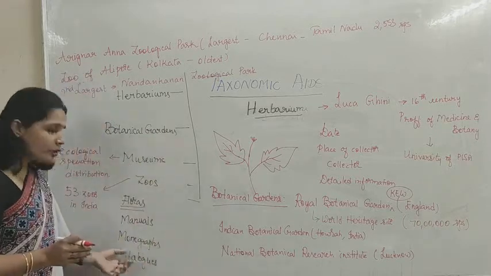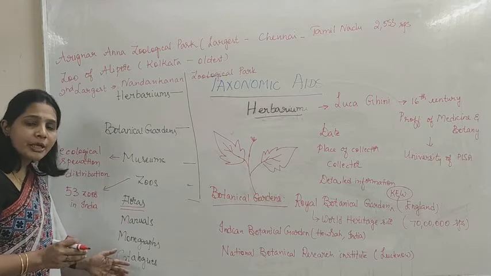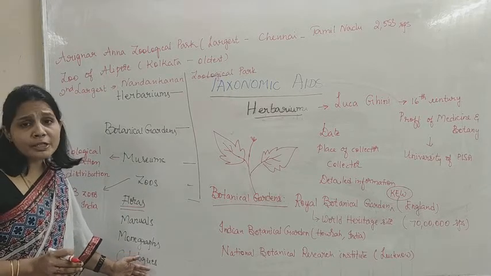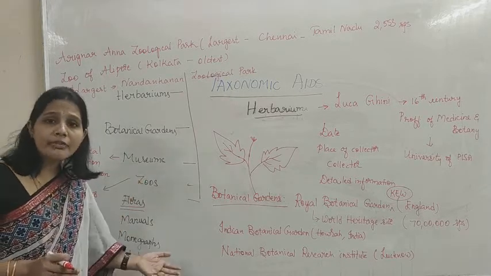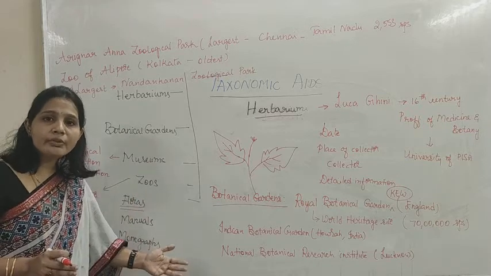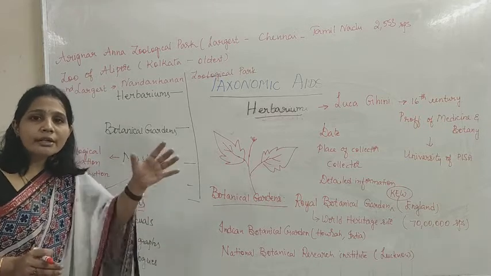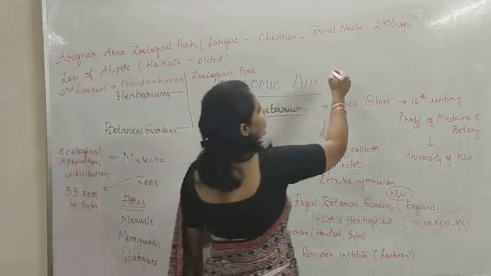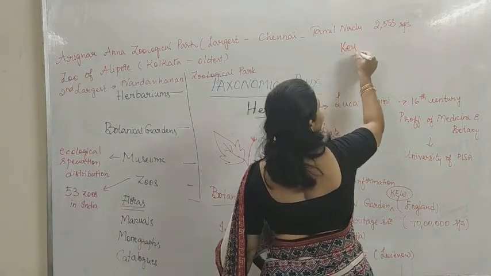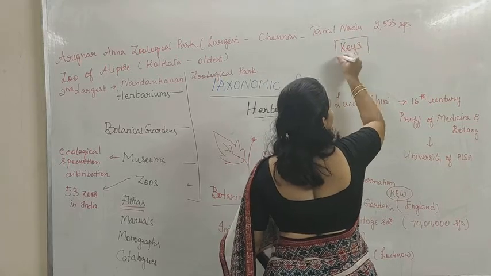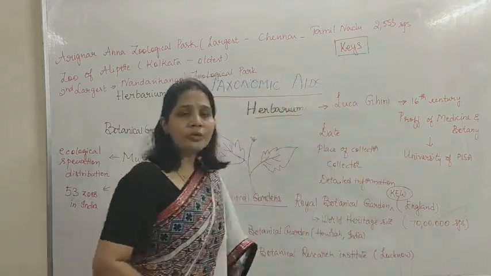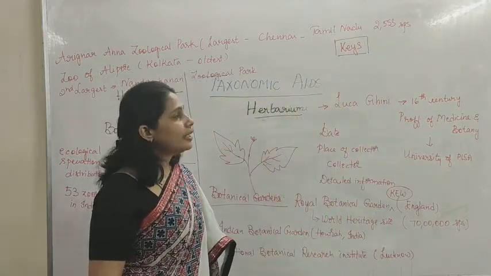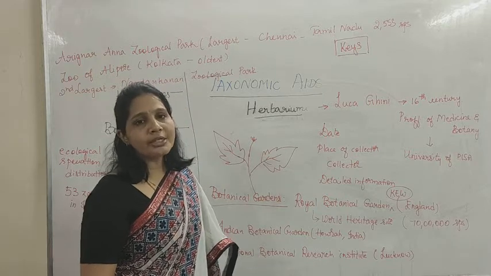Next, coming to the catalog. So more or less all these are the same. The names of the specimens which we have already identified, which we have already studied, which we have already known, their information is maintained here. Last but not the least, keys. So keys also form the main taxonomic aid, and different types of keys are there.